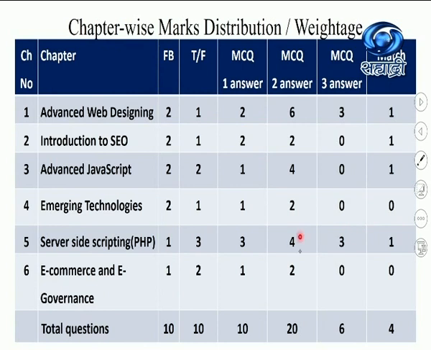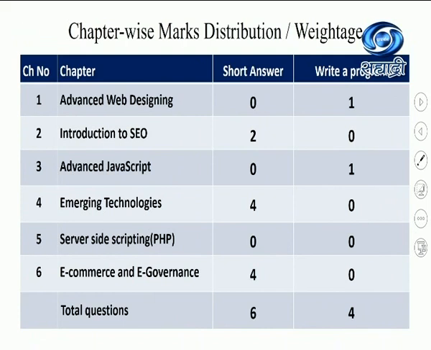If you observe over here, the weightage for the PHP chapter is MCQ. 2 questions will be asked, which will be having 2 answers. 2 questions, 4 marks weightage. 1 question of 3 correct answers, and match from every chapter 1 will be there. Short answer questions will be from SEO, emerging technologies, e-commerce and e-governance, from these 3 chapters. As you all know, the program question number 8A will be from chapter 1, write an HTML program, and from chapter 3, write a JavaScript program.